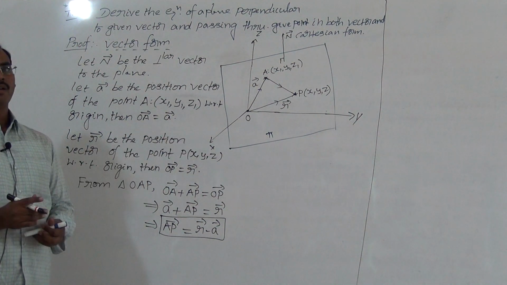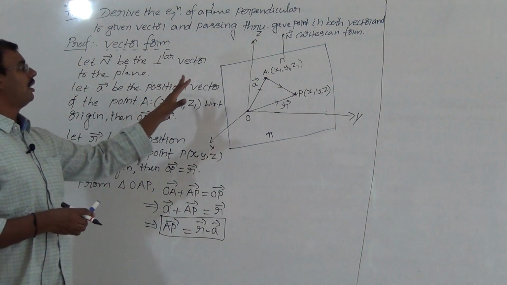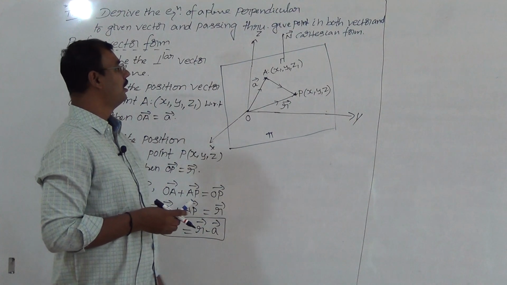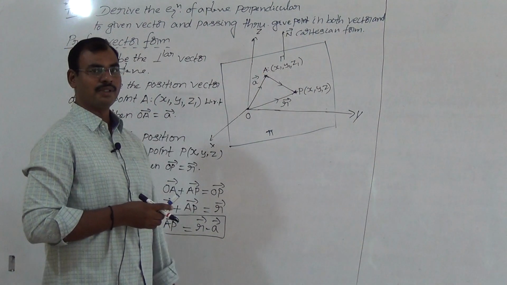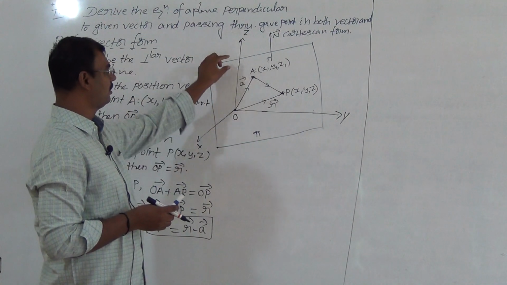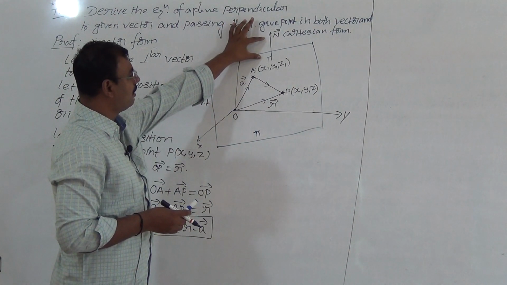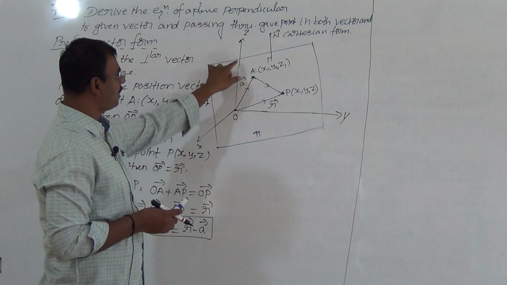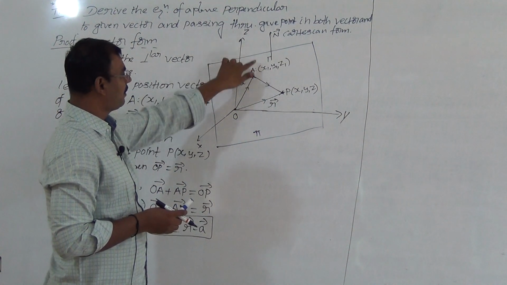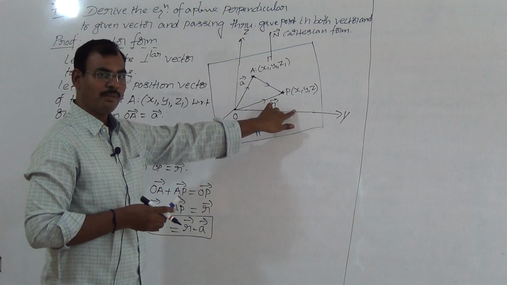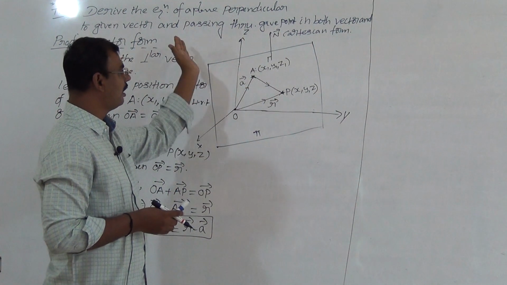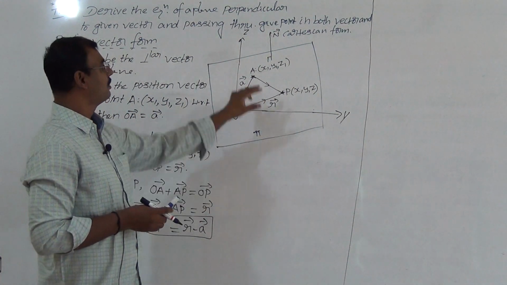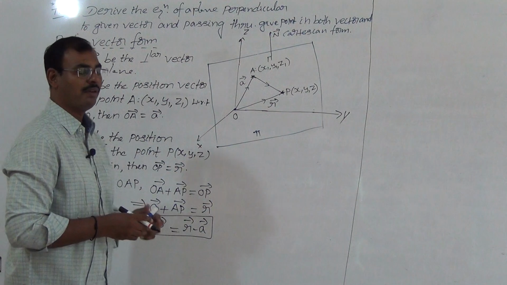Generally we follow a technique everywhere, that is the perpendicular condition. If two vectors are perpendicular, the dot product will be 0. All of us know that. Observe n vector: is it perpendicular to the plane? Yes. So n vector is perpendicular to the plane, which means it is perpendicular to AP vector. Why? Because AP vector lies along the plane.